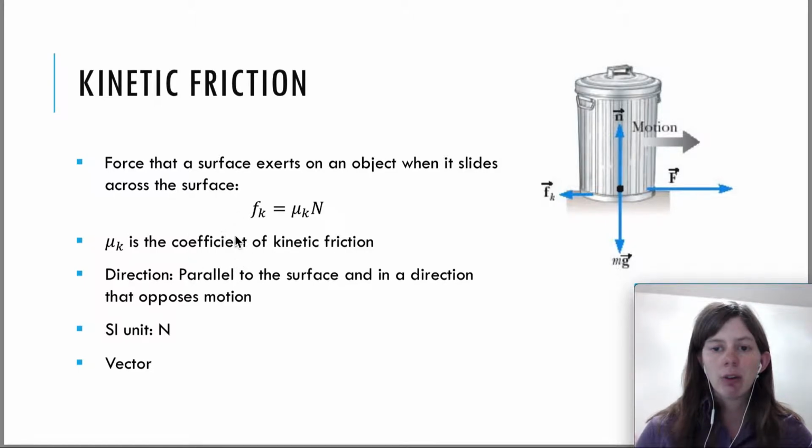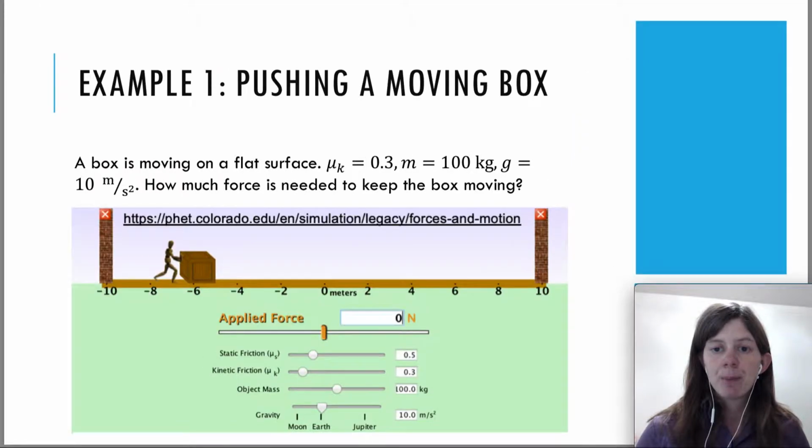Friction is a force, and its direction will be parallel to the surface and opposite the motion. So in this picture, you have a force pushing the trash can to the right, so the friction force is going to be to the left. The unit is newtons, and it is a vector like all forces.